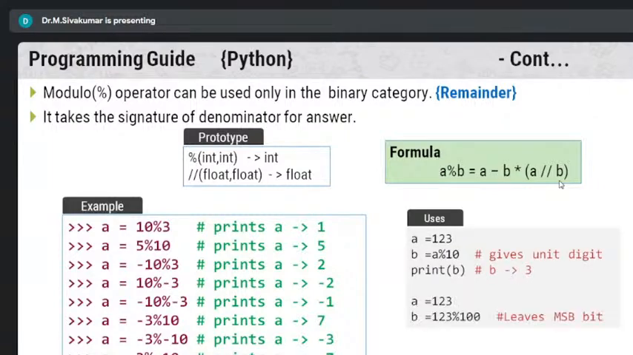I have given some uses also, because why is this modulo required for problem solving? For that, I am just taking the unit digit. As everybody knows, the unit digit is the least digit on the rightmost side. So to take the unit digit, we have to use modulo by 10. So a modulo by 10 automatically gives 3. In the same way, if I want to take the MSB, the most significant digit in a given number, I have to go with 100 because I have a 3 digit number here. So 123 modulo by 100 will give the answer 1.